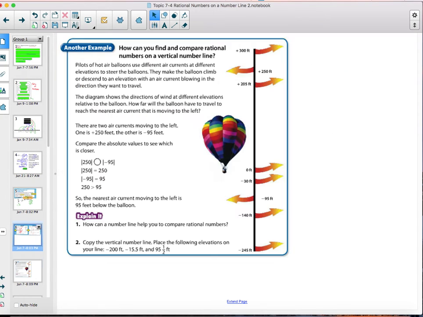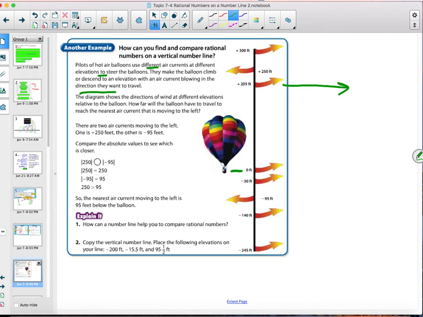No? The book then goes on to give you some examples of how you can find and compare rational numbers on a vertical number line. Okay? And it talks about pilots and then hot air balloons and how they use different air currents at different elevations to steer the balloons. So if a pilot is at a certain elevation and they want to go west or east, whatever direction this might be, they have to increase their balloon and then they will catch that current. If they keep heating up the air and they go a little higher, they will then go in that direction.